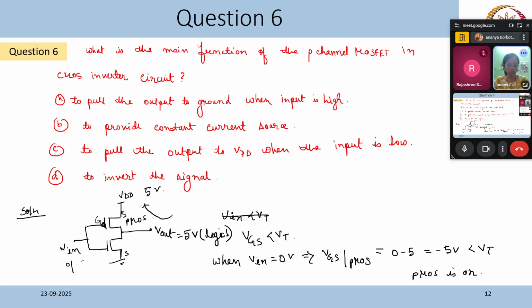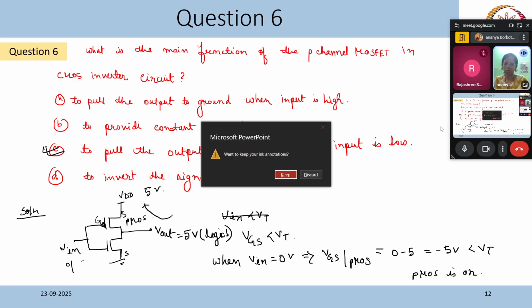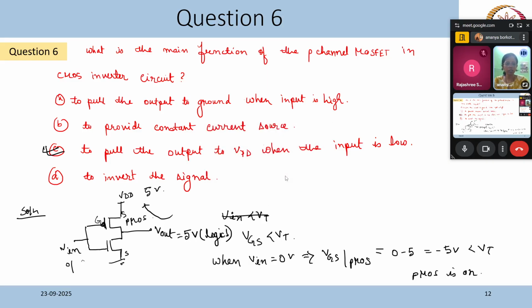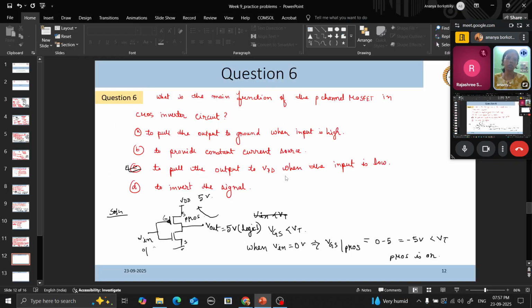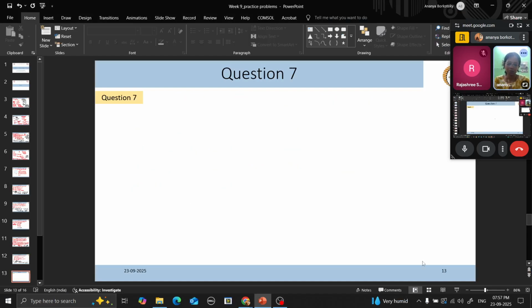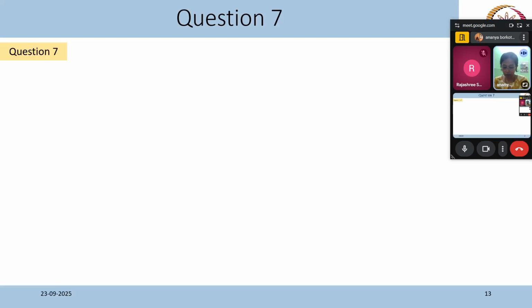So what is our correct answer? Our answer is C. PMOS is used to pull the output to VDD when the input is low. This will be discussed in more detail if you take some circuits course. This is not a circuits course, so I am just trying to give you an overview this time.